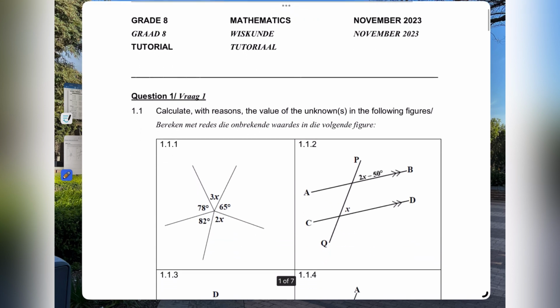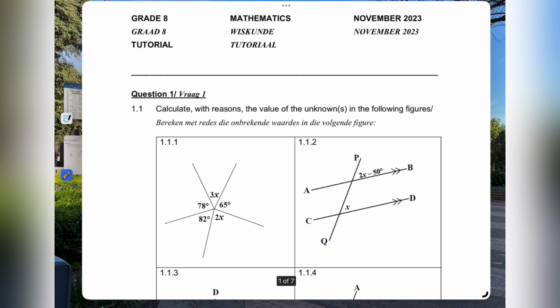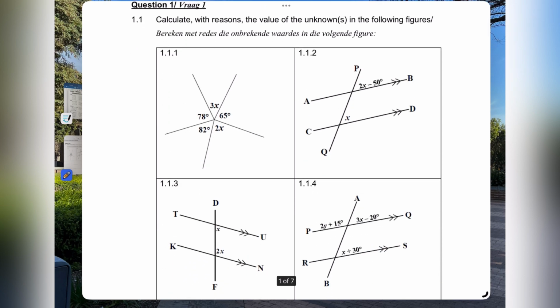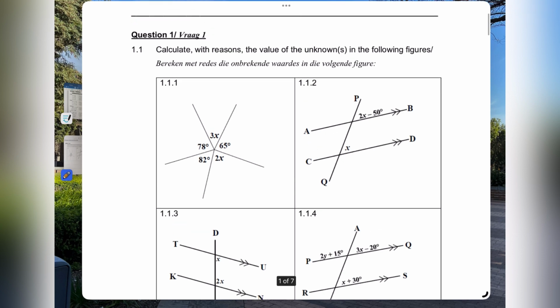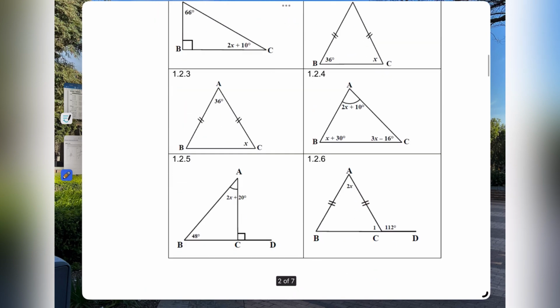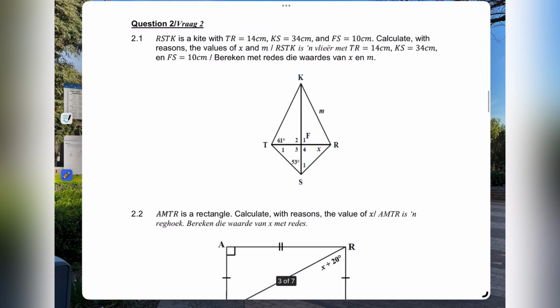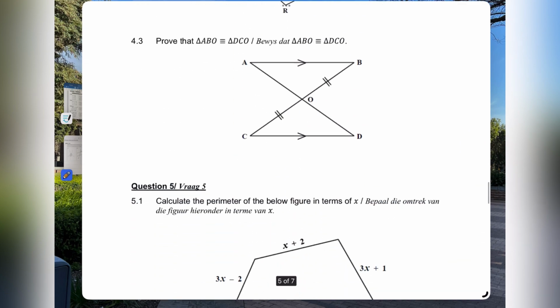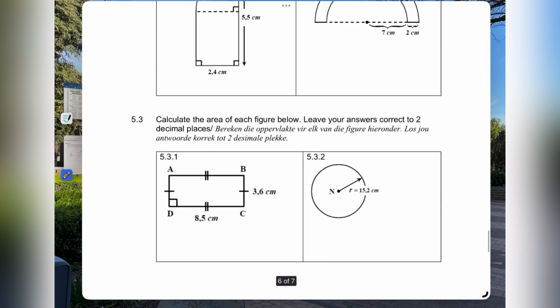As you can see here, we've got the grade 8 mathematics tutorial, so just calling it a tutorial, and it is basically set up to cover most of the aspects of paper 2. So hierdie tutorial sal meeste van die vrae of tipe vrae dek wat jy kan verwag in jou tweede vraestel. You can see it's quite comprehensive as we scroll through it. There's quite a few questions.